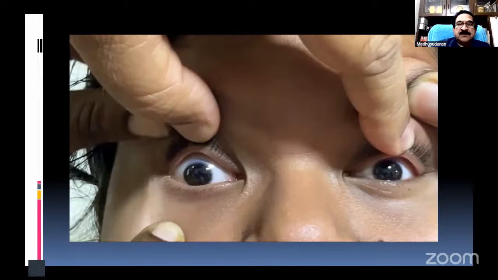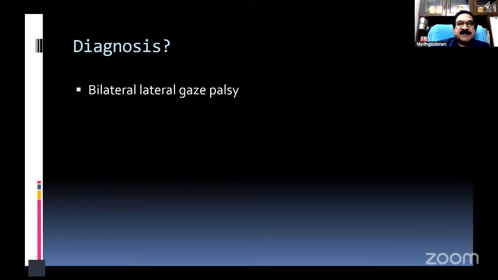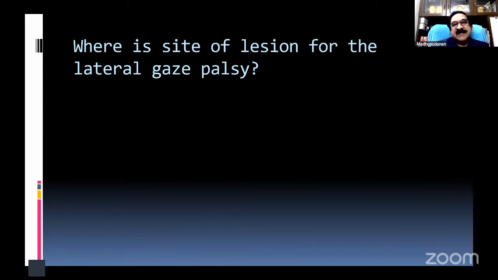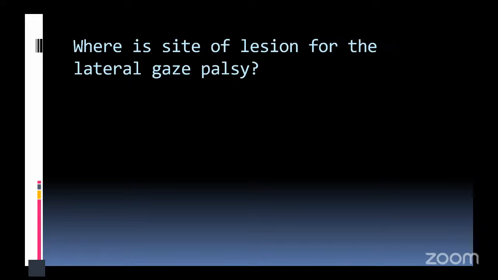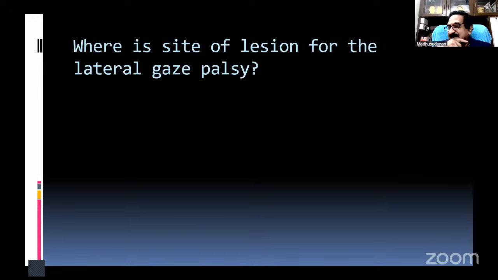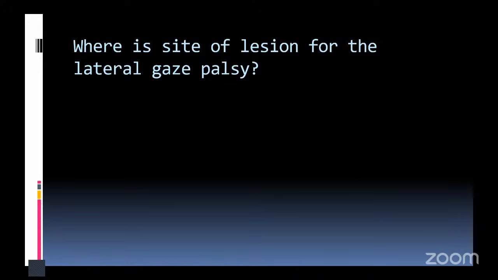Okay. Now, my next question. Where is the site of lesion for the lateral gaze palsy? Is it in the abducent nucleus, or the PPRF, or in the frontomesencephalic pathway? PPRF, sir. PPRF, right? Correct. Why PPRF? Why not the abducent nucleus complex? Abducent nucleus complex comes under lateral rectus, sir.